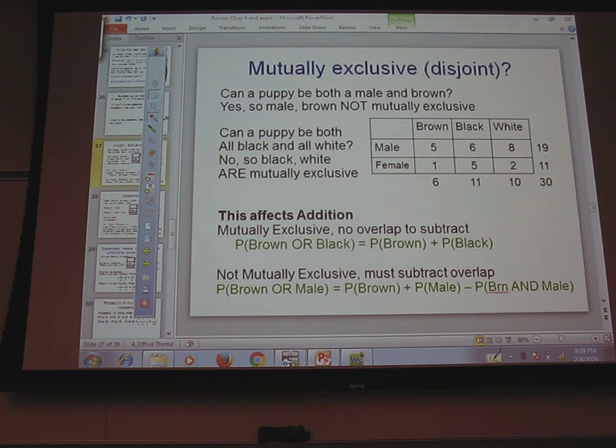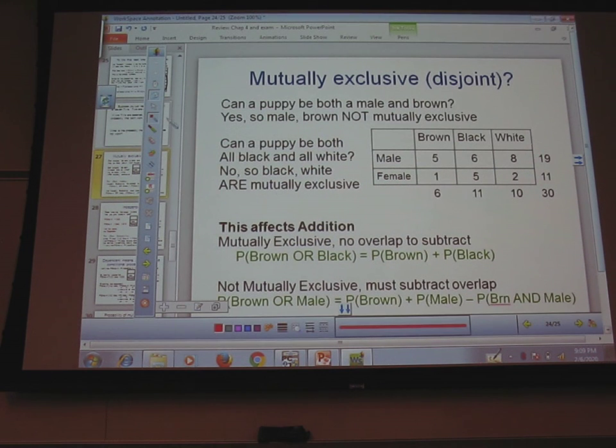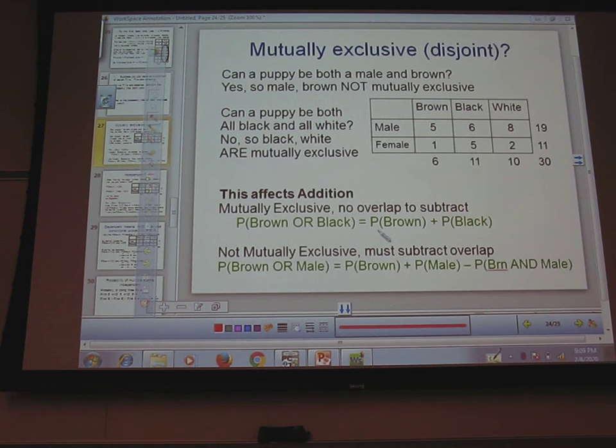So mutually exclusive. Remember, mutually exclusive means no overlap. You cannot be both at the same time. And if they're mutually exclusive, you just add them. If they're not mutually exclusive, you add them and you subtract their overlap. I think you guys are all right with that part.